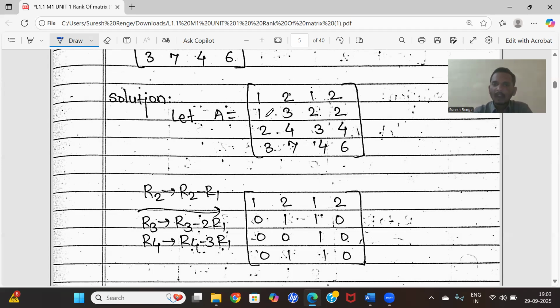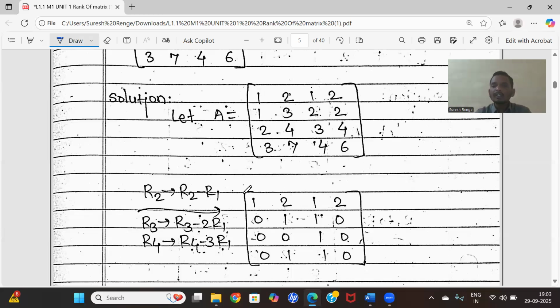Now 1 is the leading element in row number 1. In row number 2 the element is 1. We want to make that 1 equal to 0. In row number 3, the element is 2. We want to make that 2 equal to 0. In row number 4, the element is 3. We want to make that equal to 0. Means whatever elements lie below the leading element, make all of them equal to 0. Therefore, we are operating R2 changing to R2 minus R1, R3 changing to R3 minus 2 times R1, R4 changing to R4 minus 3 times R1.